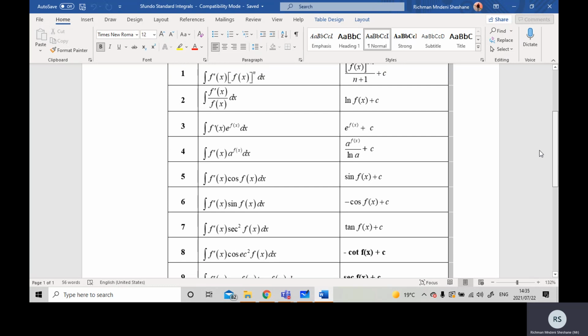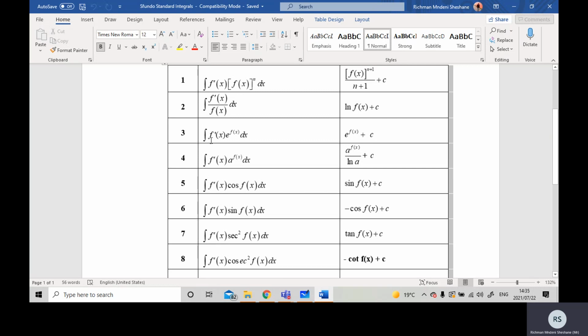So tomorrow, Friday, I will share with you a lecture on standard integral number 3 and 4, and then start a little bit on trig form. Trig form, I'll be mixing. As long as you see one of the standard integrals, you'll be able to integrate this. Now I will also share the problems on integration.